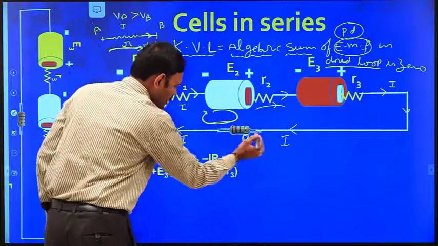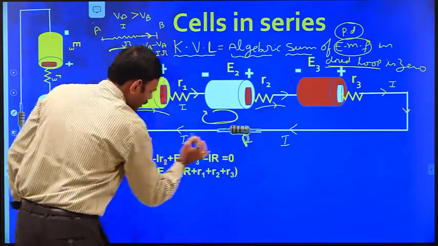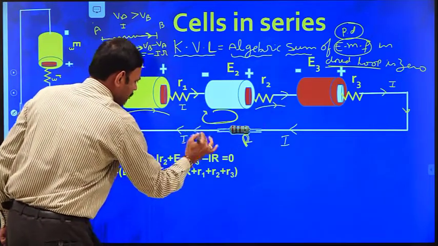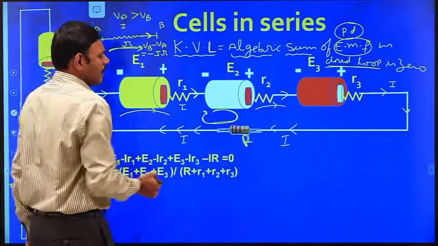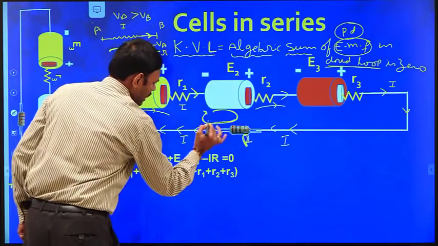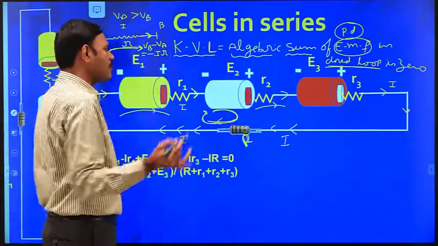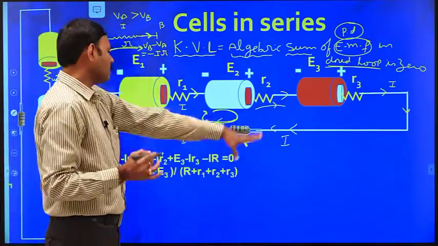And when you consider this resistor, the current is traveling in this direction. Once again I am showing the arrow marks. In this direction current is passing through the resistor, and we apply Kirchhoff's law in the same direction. Therefore, the potential drop across the resistor is minus IR, and the sum is equal to 0.